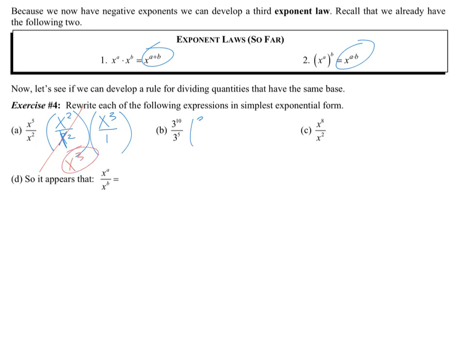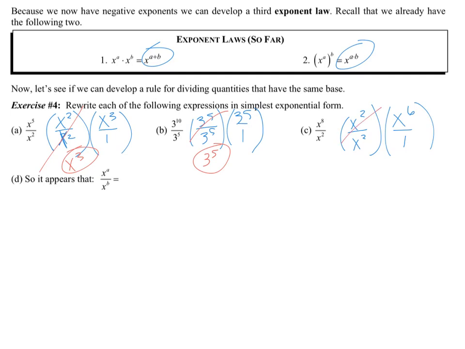So now I have 3 to the 5th over 3 to the 5th, and I'm left with 3 to the 5th over 1. So this is gone. So 3 to the 5th is your answer. And our last one, x squared over x squared. So I'm left with x to the 6th over 1. So that is 1. So x to the 6th is your answer.